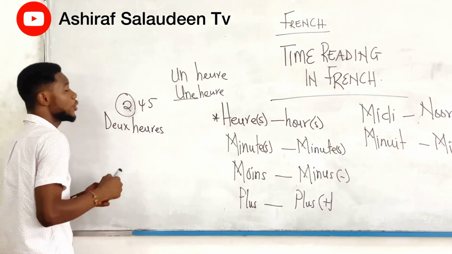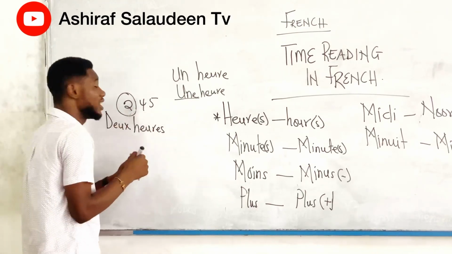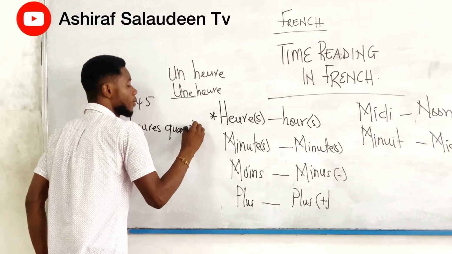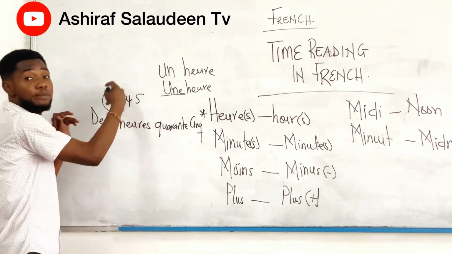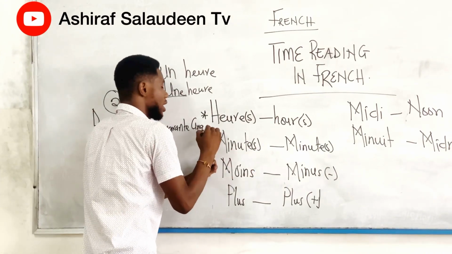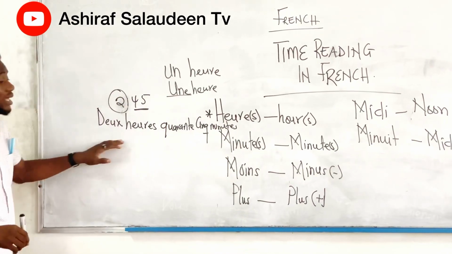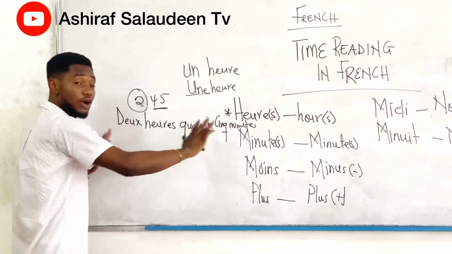So 2 heures. In our previous lectures, we have learned that 45 in French is quarante-cinq. This represents the minutes. So we are going to say 45 minutes. This is how you tell the time in French. It's nothing difficult. This is just how you tell the time.